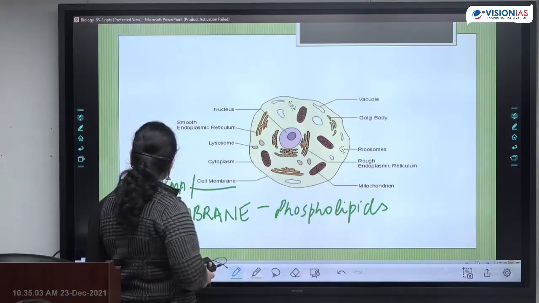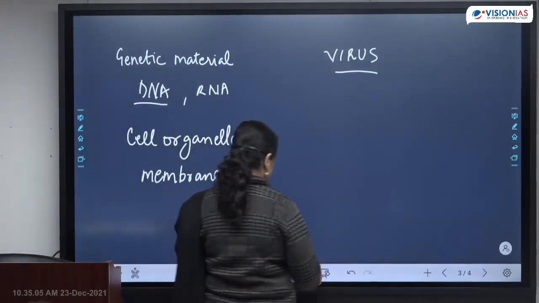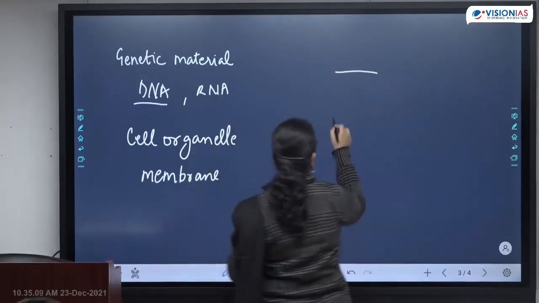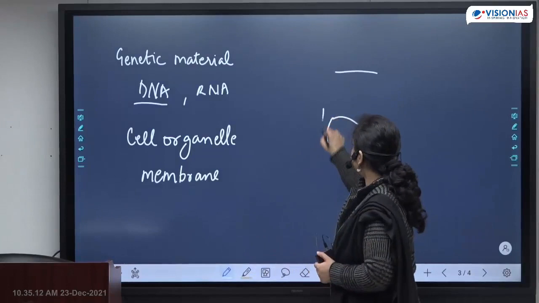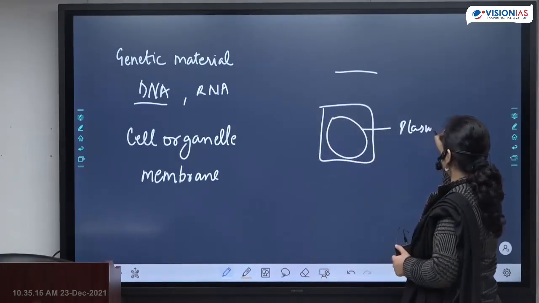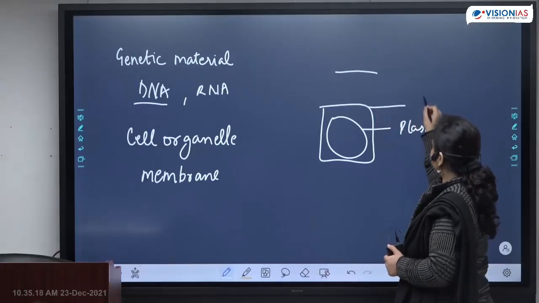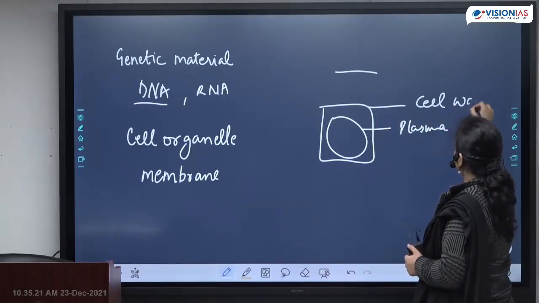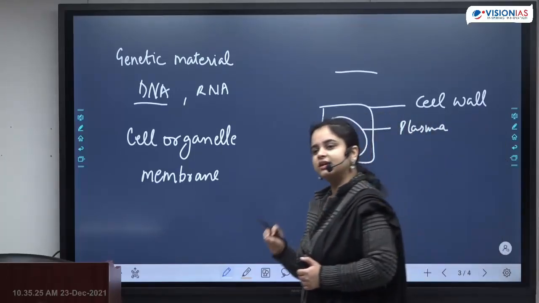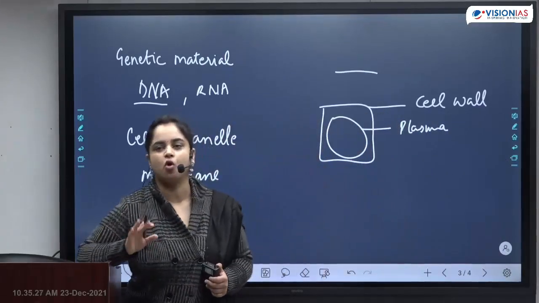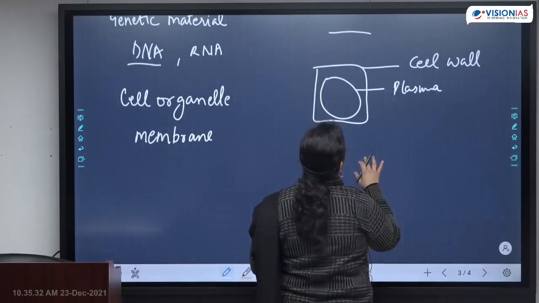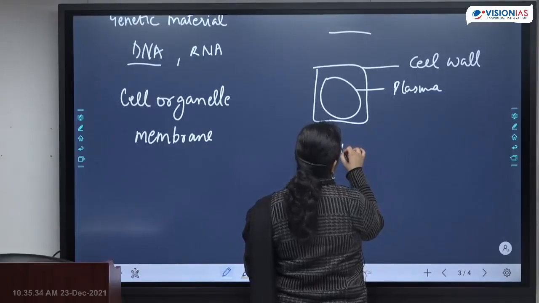There are now some cells in which, other than the cell membrane, there is one extra layer. So the plasma membrane is there, but outside that there is another protective layer called the cell wall. Now this is there only in a few organisms and not all organisms. All of them will have the cell membrane, but not all will have a cell wall.